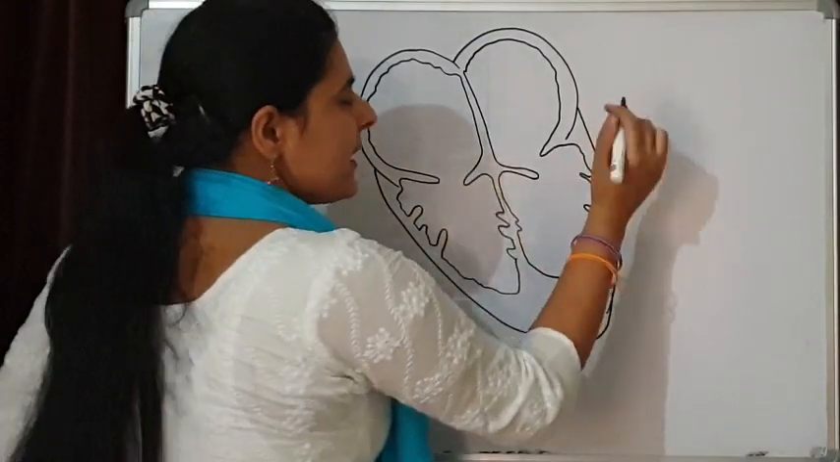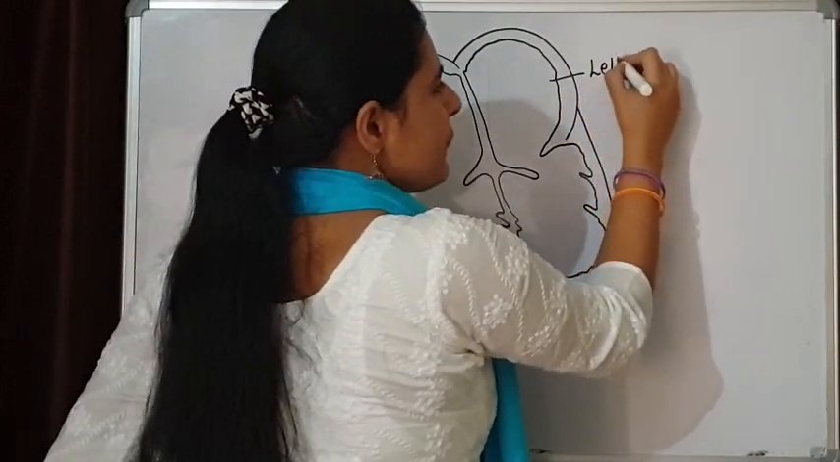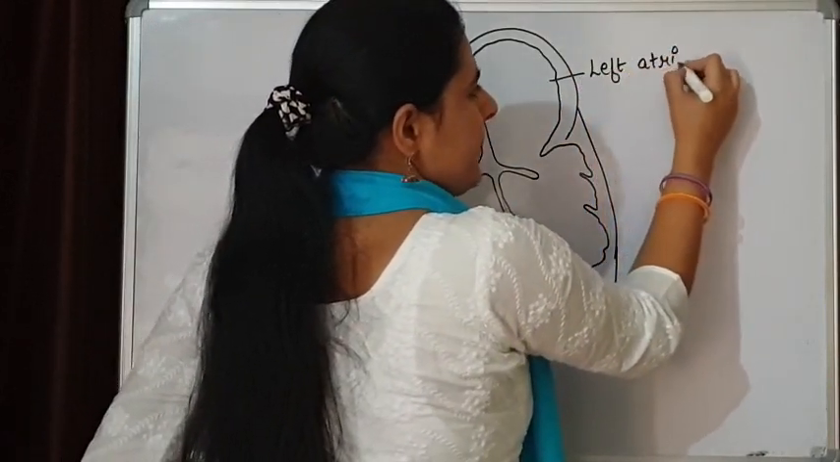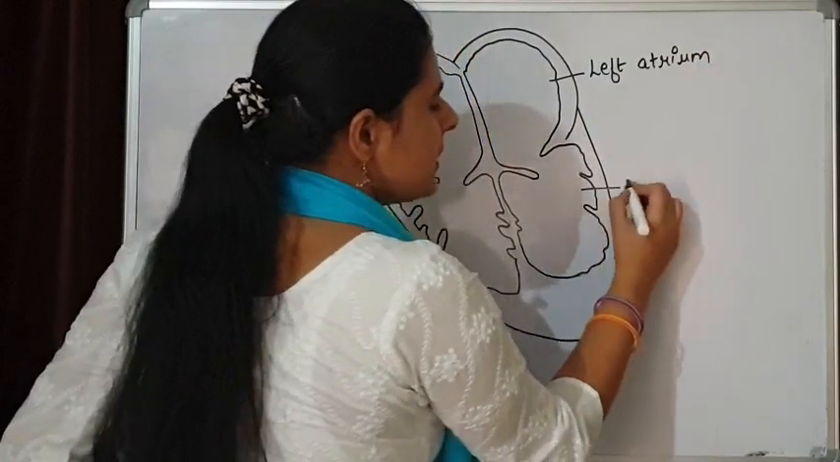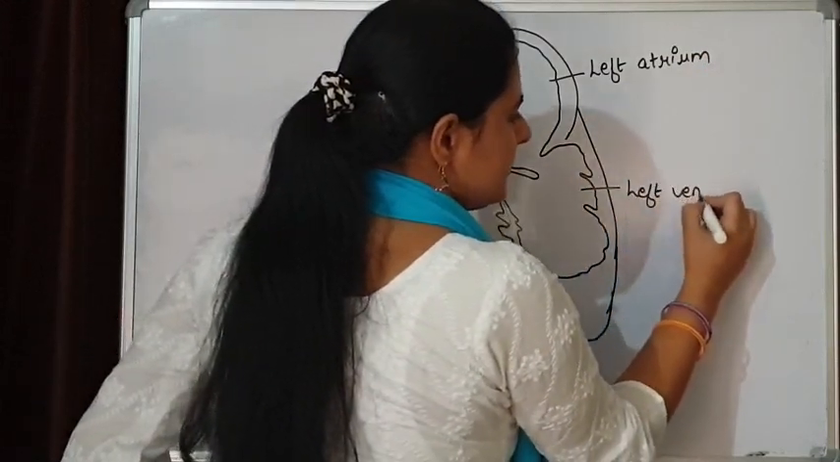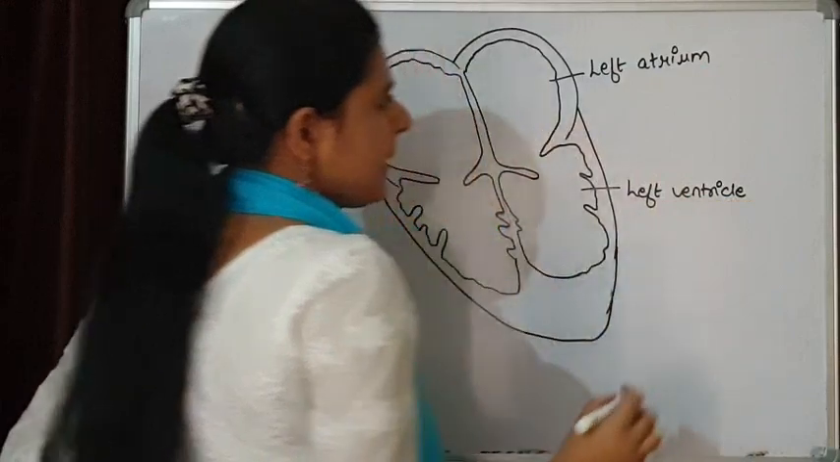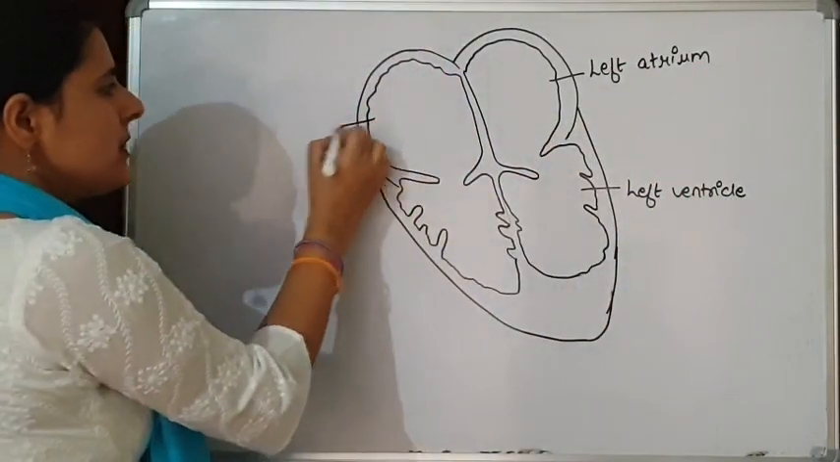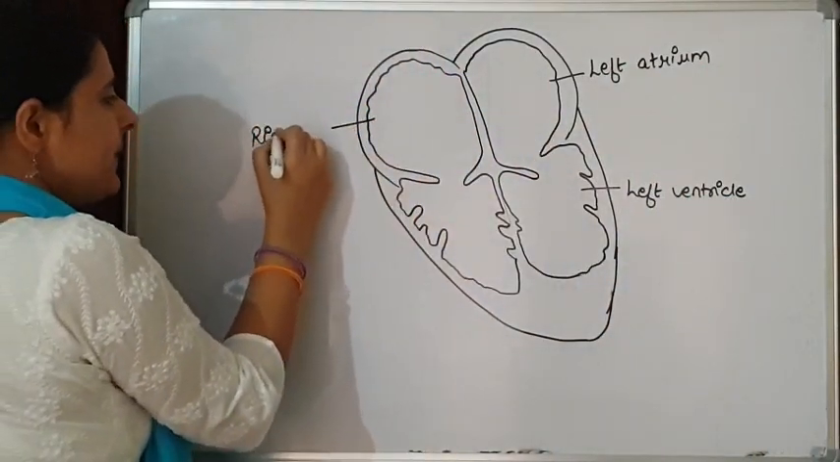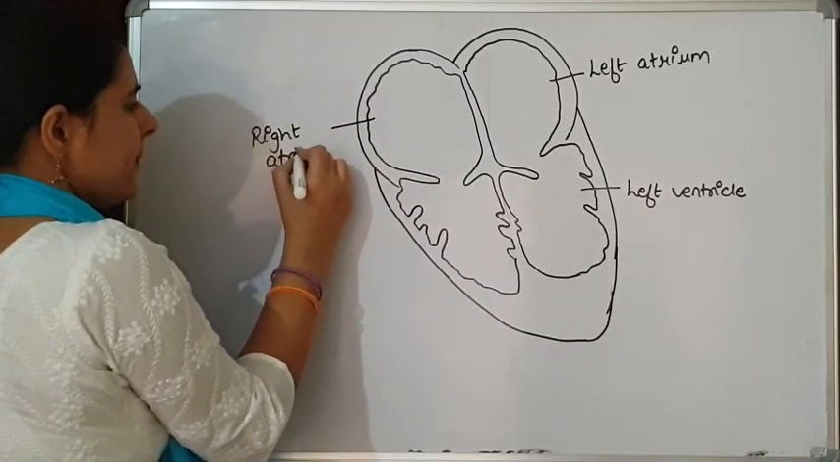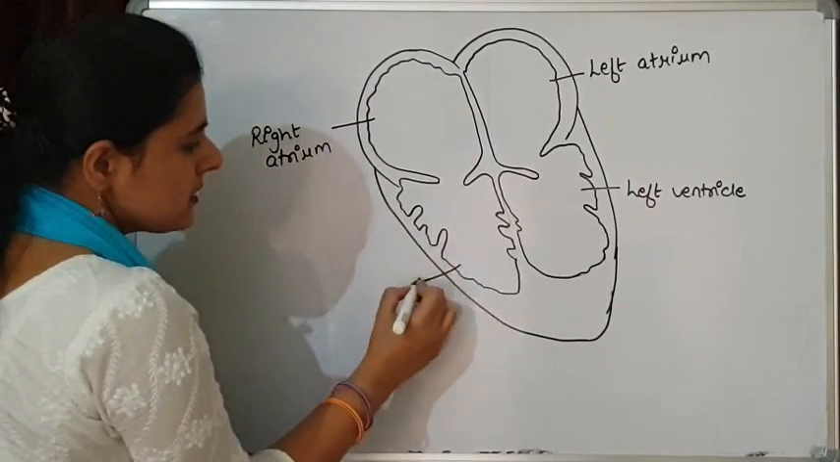This is the left side of the heart, that means this will be the left atrium and this is the left ventricle. This is the right side of the heart, so this will be the right atrium and right ventricle.